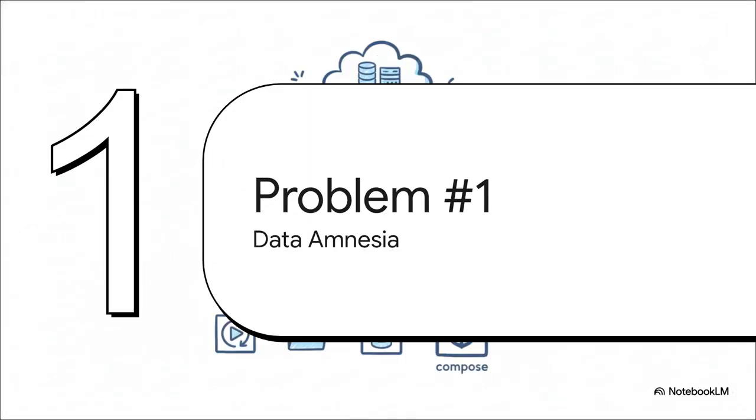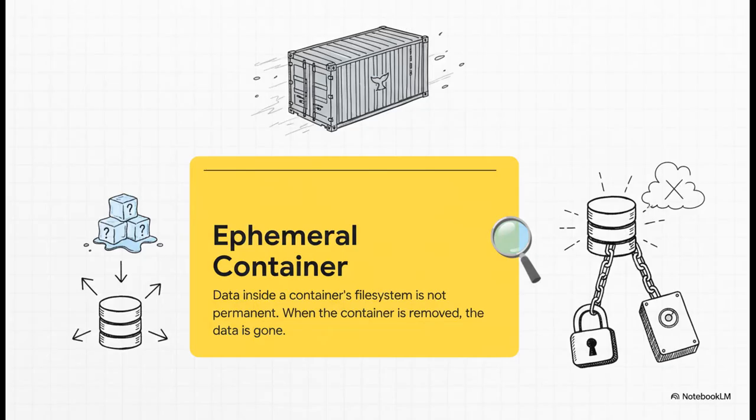All right, so we've got our services defined. We're feeling good. But we've just run smack into our first big, hairy problem. I like to call it data amnesia. And trust me, when it comes to your database, this is the stuff of nightmares. So here's the deal. By design, Docker containers are ephemeral. It's just a fancy way of saying they're temporary. So any data that gets created inside a container's file system, think about all your precious user accounts in the database, it's just gone. The second you stop and remove that container, poof, vanished forever.